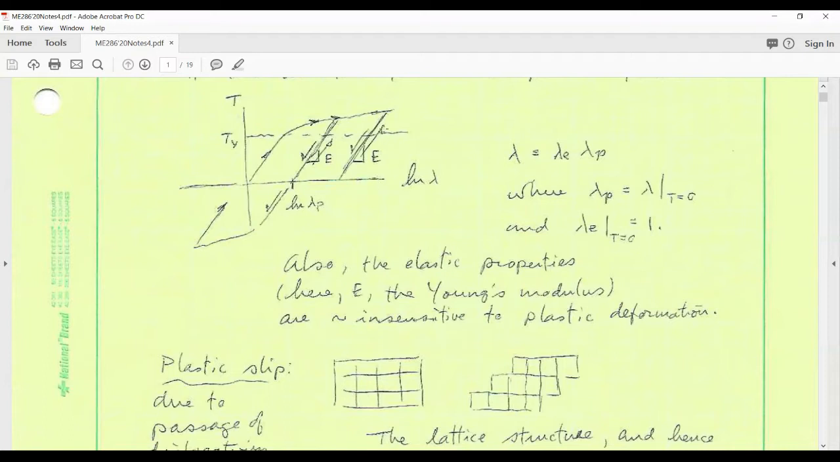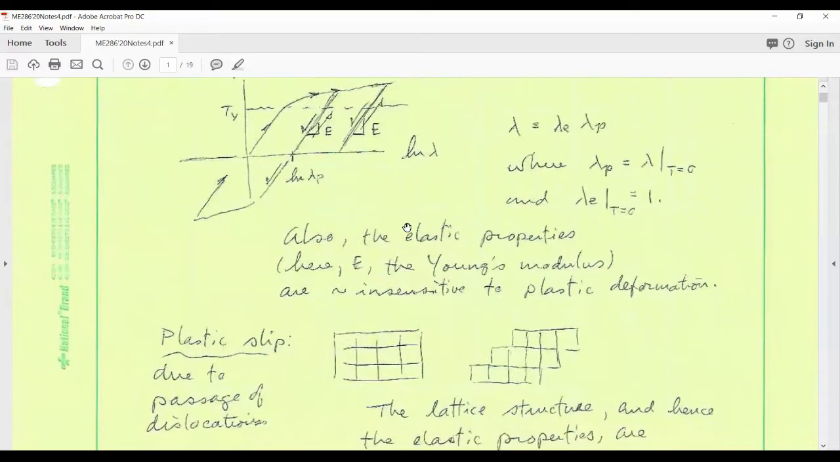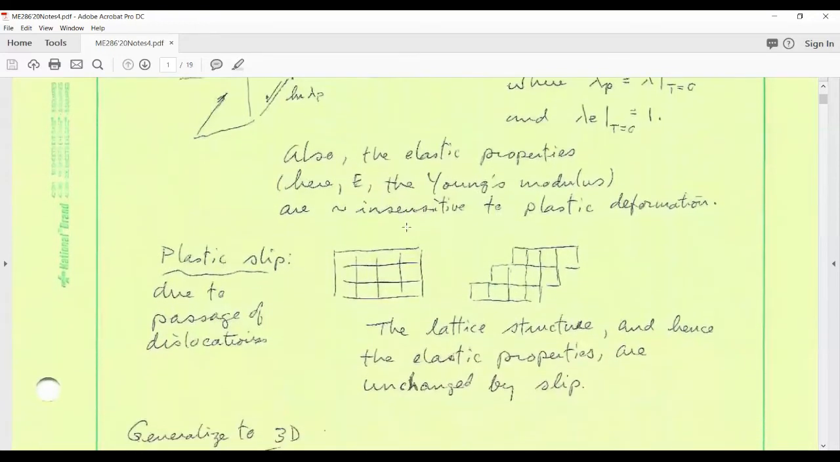Another lesson from that 1D test is that the elastic property of the material, in this case only the Young's modulus that enters in the uniaxial test, is very nearly insensitive to plastic deformation. So if we unload after yielding, then the elastic modulus remains fixed no matter what the plastic strain is. And that's a manifestation of this microstructural observation that you can find in the work of G.I. Taylor going back many decades now, is that the so-called plastic slip.